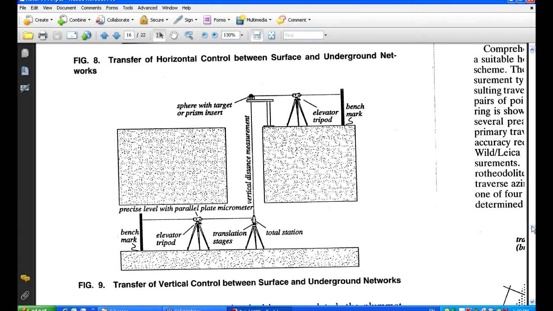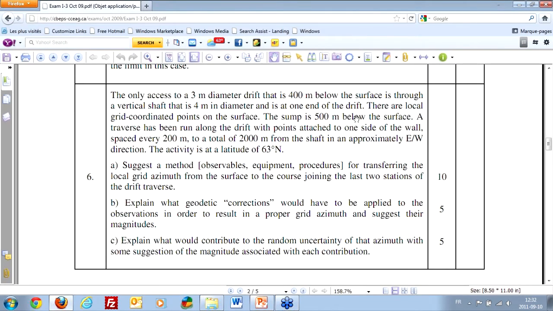From the October 2009 exam, question number 6. First thing to do is to draw a bit of a diagram to illustrate what all this information is telling us. And the first thing is that we have a drift, which is the horizontal tunneling that is 3 meters high.